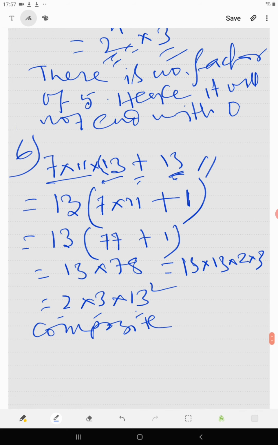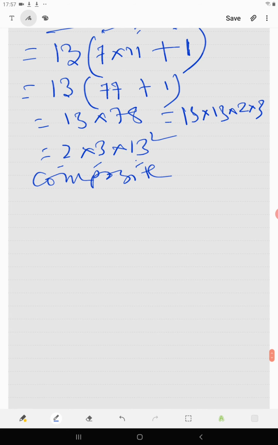Next, in the same problem we have one more expression. What is that?